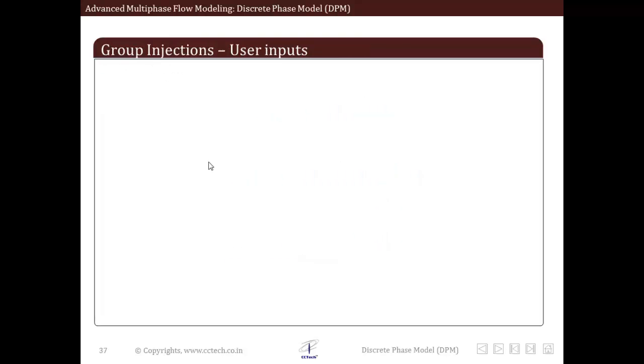Now we will see the user inputs that are required in order to set up group injections. The group injection inputs are based on the first and last point of the group. That is, we specify the properties or inputs for the first point of the group and the last point of the group, and all the in-between points or streams are calculated by using size distributions.